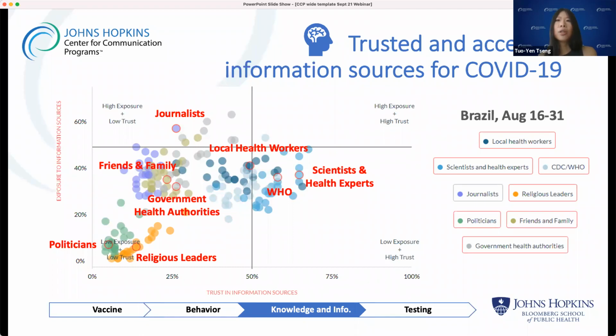Looking at other orange and green circles in this graphic, we know that this pattern is similar in other countries in the WHO region of the Americas during that data collection period. Next slide.